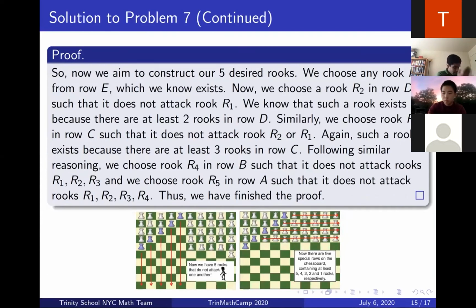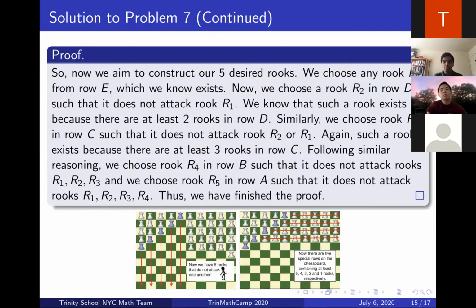So after showing what we showed in the last slide, we want to construct our 5 desired rooks. So we'll choose any rook that we call R1 from row E, which we know exists because row E we showed has at least 1 rook. And this diagram at the bottom is completely hypothetical. I'll show at the end why we can have many different forms.